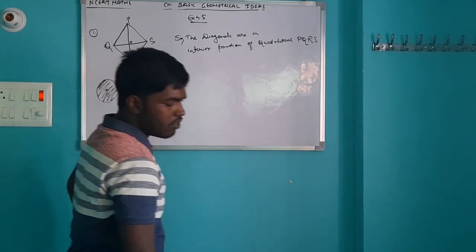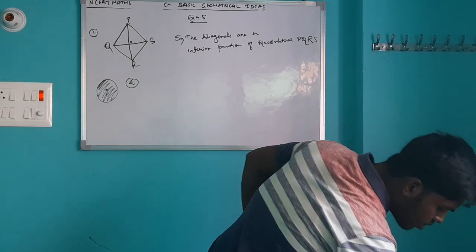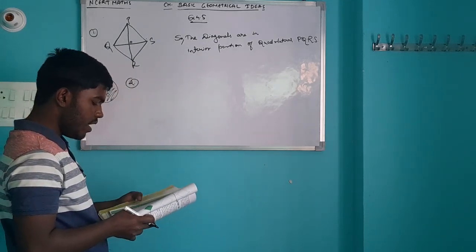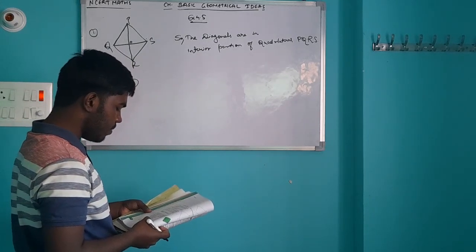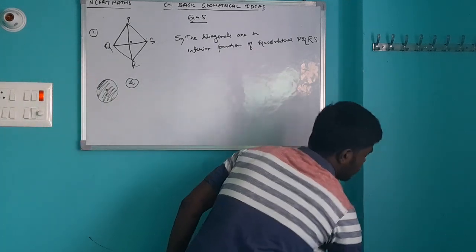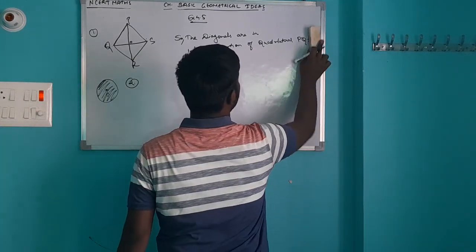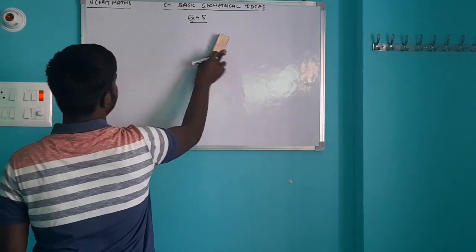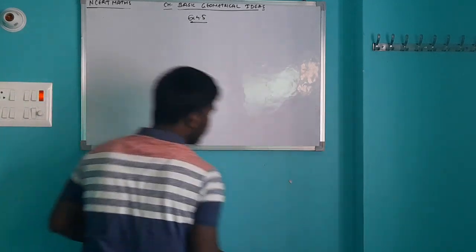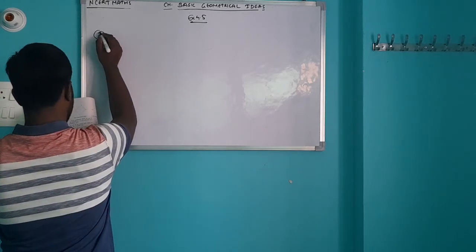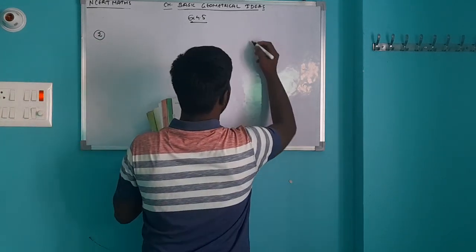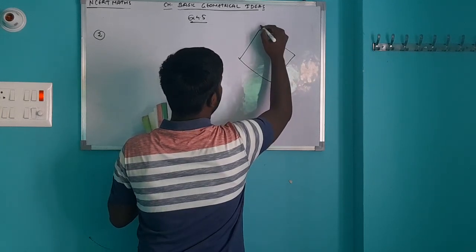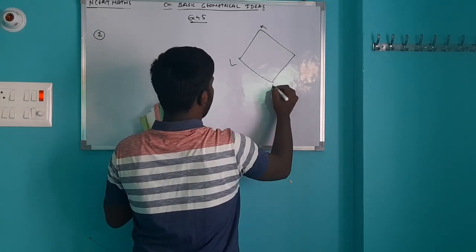So let's move to our next question, where we need to draw a rough diagram of quadrilateral KLMN. Let's proceed with the first part, then we solve our next question, because it has several parts also. In the next question we have a quadrilateral K, L, M, and N.